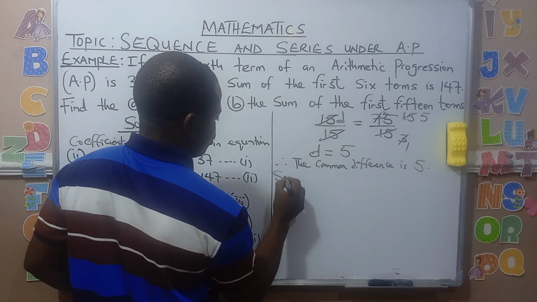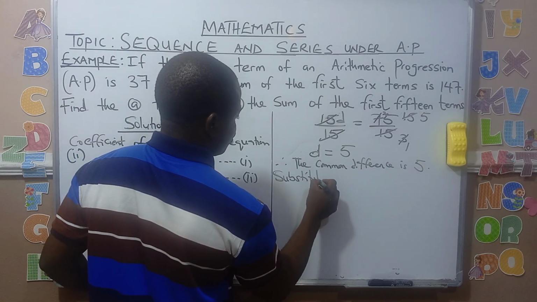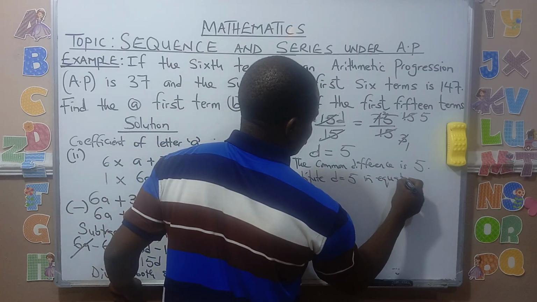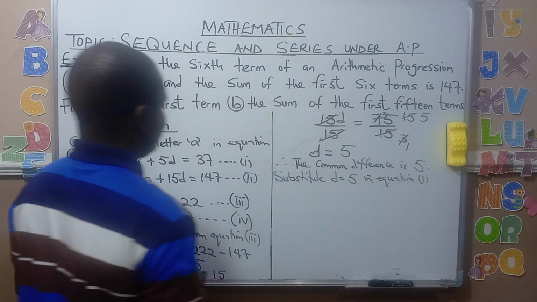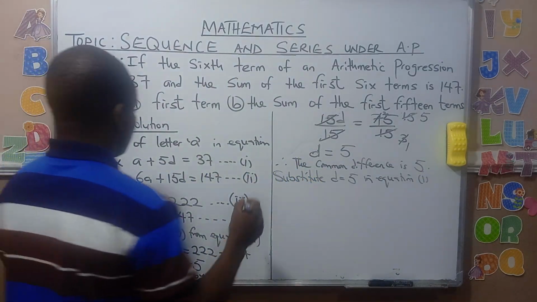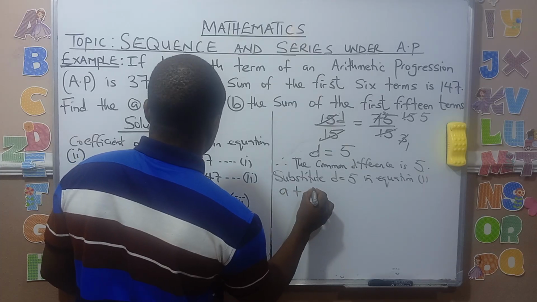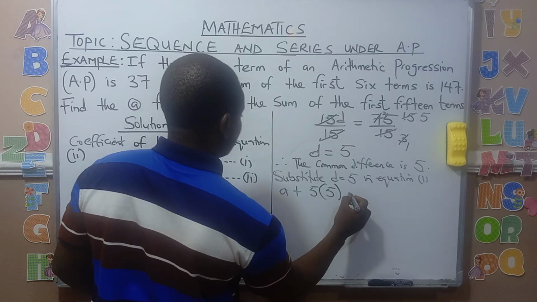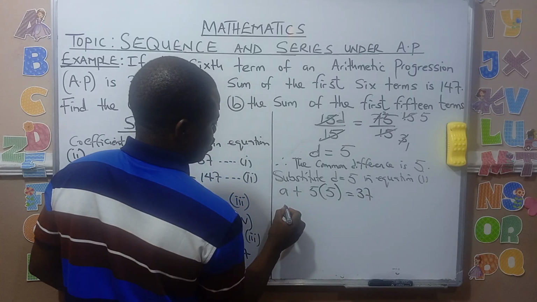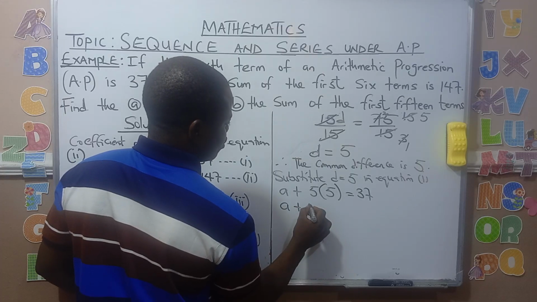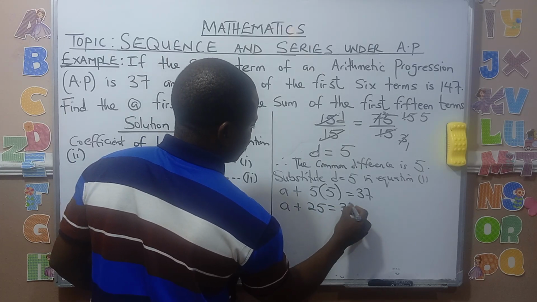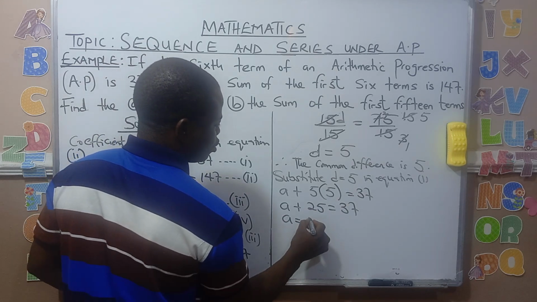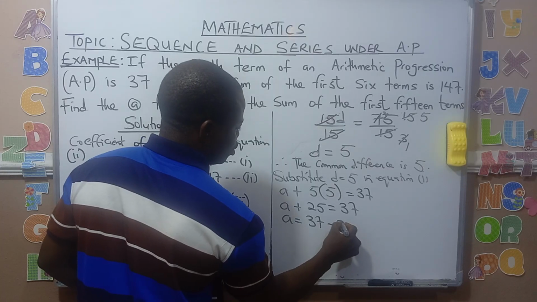Now substitute d equals 5 in equation 1. When you do that, you now have a plus 5 open bracket 5 close bracket equals 37. a plus 5 times 5, that's 25, equals 37. Collect the items. Now let's take 25 across the equal sign. a now equals 37 minus 25.